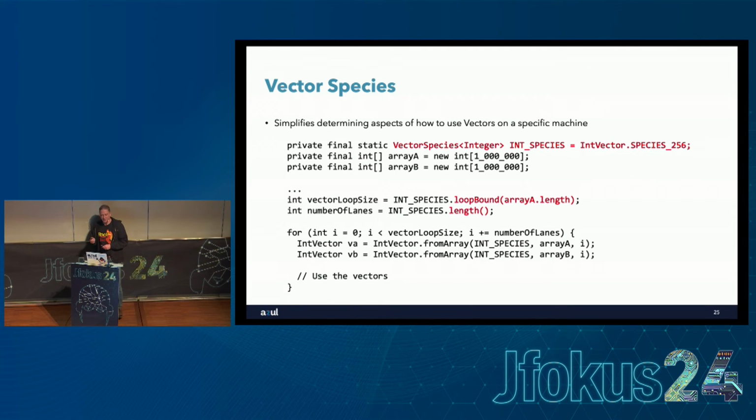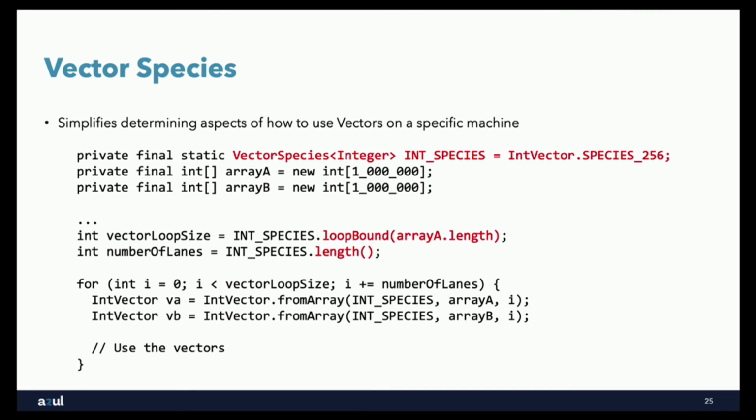Now, if we want to use a species, we will need that. So what we could do is something like this. We'll say VectorSpecies of type Integer, call it intSpecies, and create a new int vector, which is a species with a 256-bit wide register. That includes the information that we're now storing ints, we have 8 of those that will fit into a 256-bit register, and the size of the register is 256 bits. What we can then do is use that to determine how to effectively use the registers within a loop.